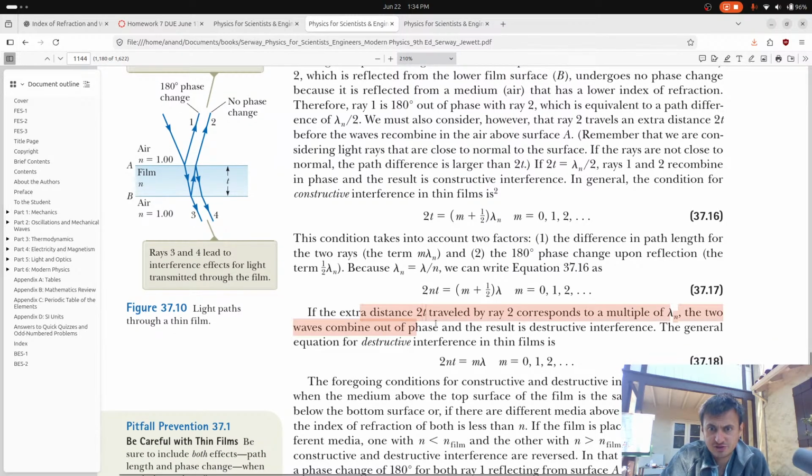If the extra 2t traveled by ray 2 corresponds to a multiple of lambda n, the two waves combine out of phase and the result is destructive interference. The general equation for destructive interference in thin films is 2 times the index of refraction times the thickness of the gap equal to some integer multiple of the wavelength.